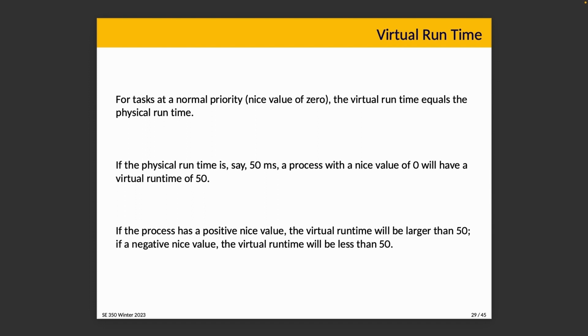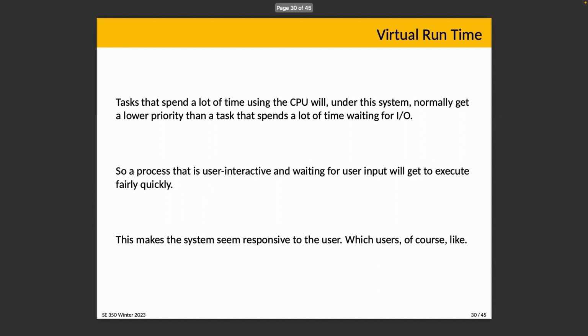If the physical runtime is 50 seconds, a process with a nice value of 0 has a virtual runtime of 50. If it's nice, the virtual runtime is larger than that. If it's not nice, the virtual runtime is smaller. So, as you can imagine, the way that this system is implemented, tasks that spend a lot of time using the CPU, so they are CPU-bound processes, end up with lower priority than a task that spends a lot of time waiting for I/O.